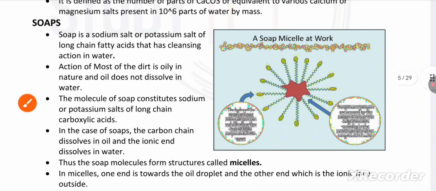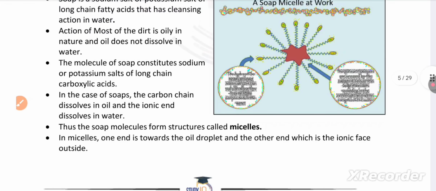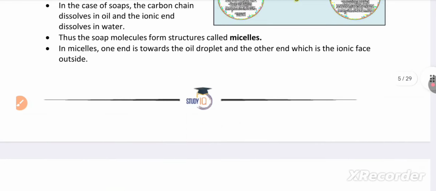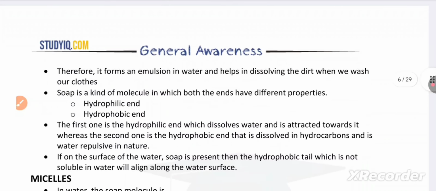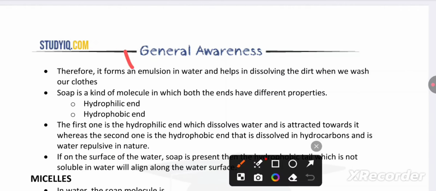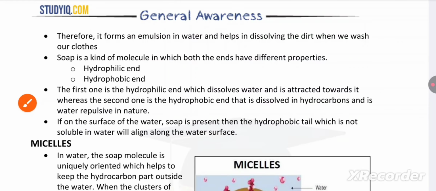Soap is the sodium salt or potassium salt of long chain fatty acids that has a cleansing action in water. All that dirty particles behave like oil, which segregates all dirt and does not mix with water. This is the simple concept. Emulsion, we know emulsion means liquid plus liquid. It helps in removing dirt when washing clothes.